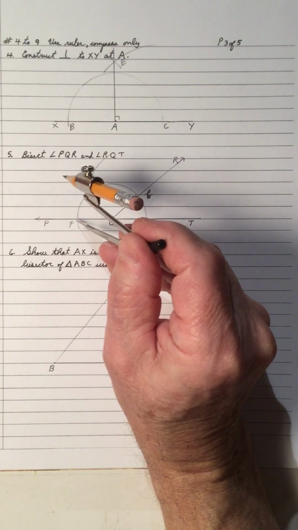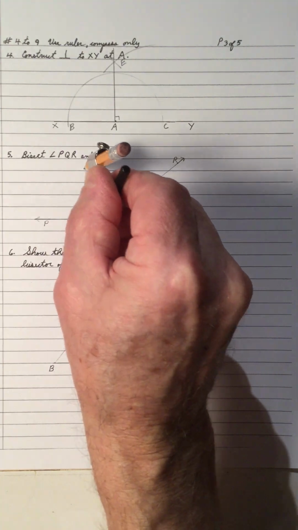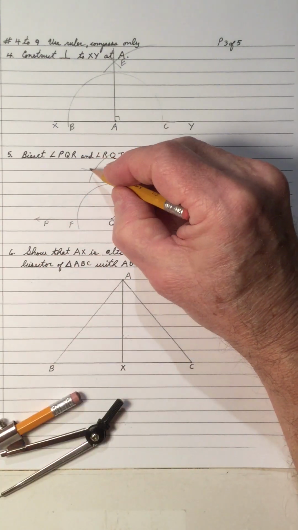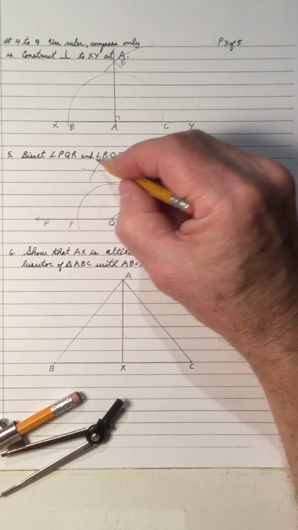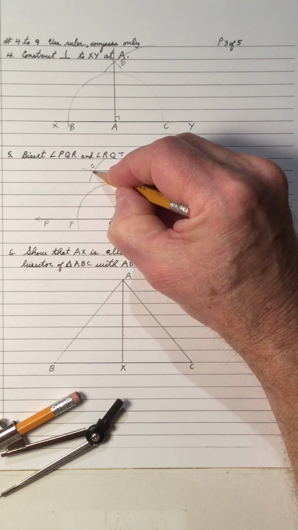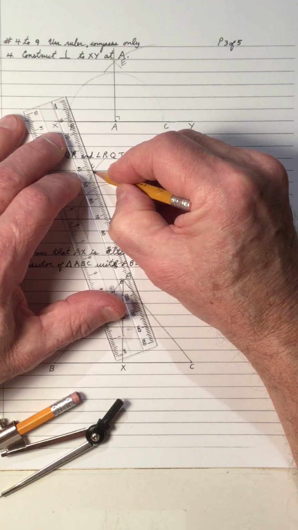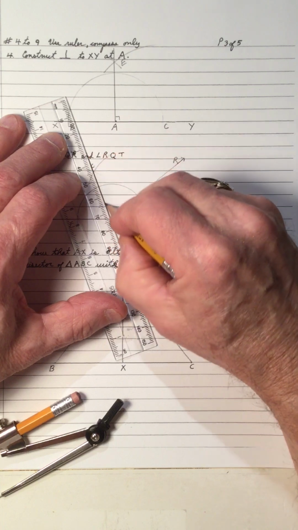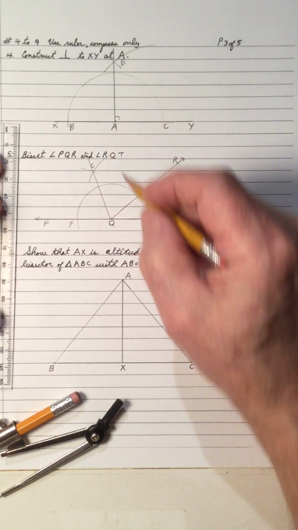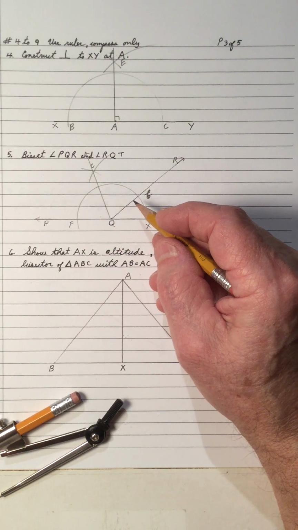Place the compass at F, which is on the other ray of the angle I'm bisecting. Draw an arc. The two arcs intersect, and call that C. So I join C to Q, and that ray or segment will bisect the angle. So there's the angle bisector. So whatever size this angle is, then we have a bisector.